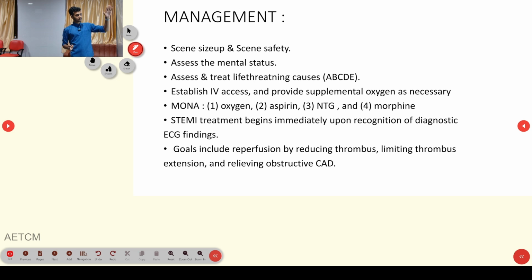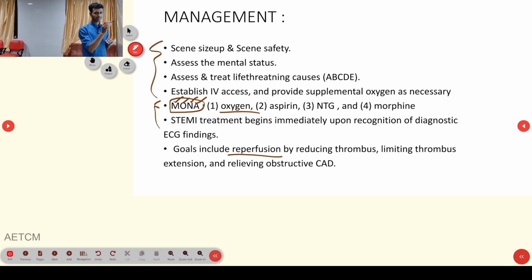So management wise, same management. We have to start with scene size up, scene safety, everything. As we told, for reperfusion therapy there are two approaches: percutaneous coronary intervention and fibrinolytic therapy. Before that, in pre-hospital and in-hospital, we can do some symptomatic management called MONA. M means morphine, O means oxygen, N means sublingual nitroglycerin, A means aspirin. This is the mnemonic, but we have to follow a different order.